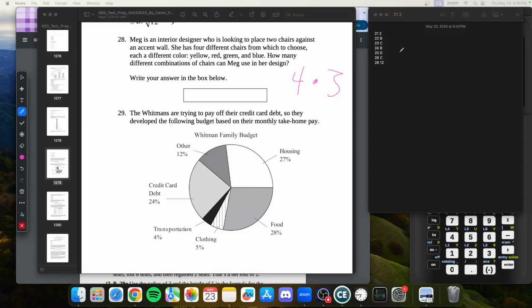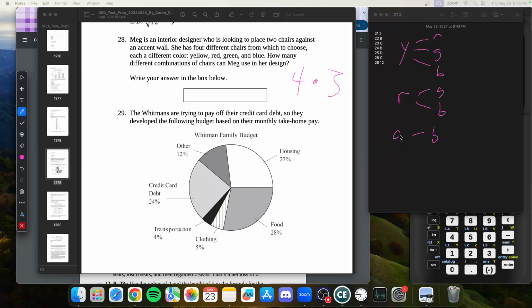But you can pick, so you pick yellow, and then you can pick either red, green, or blue, and then you can pick red, and then you can pick green or blue, and then you pick green, blue. 1, 2, 3, 4, 5. Maybe the answer is just 6 actually. Huh.